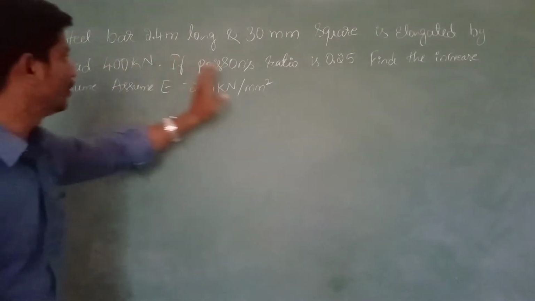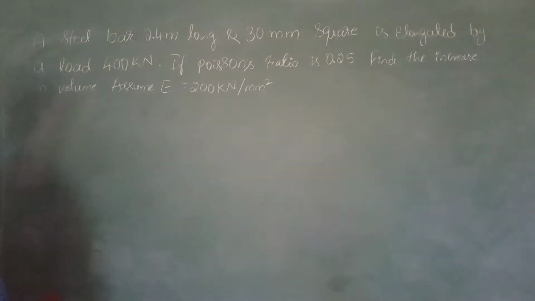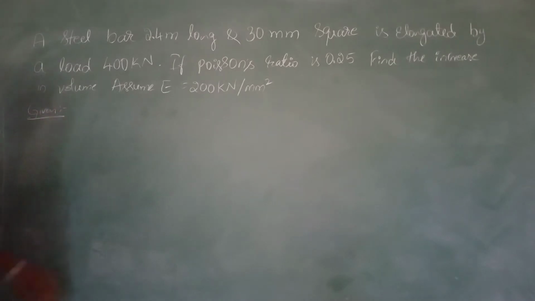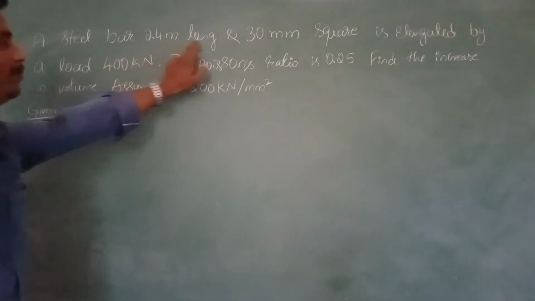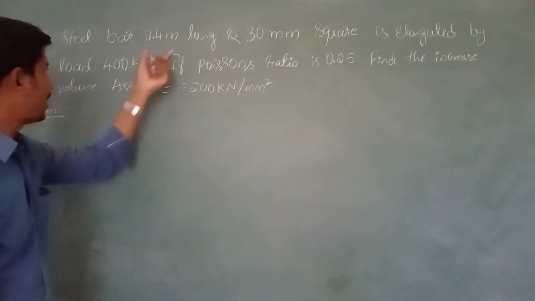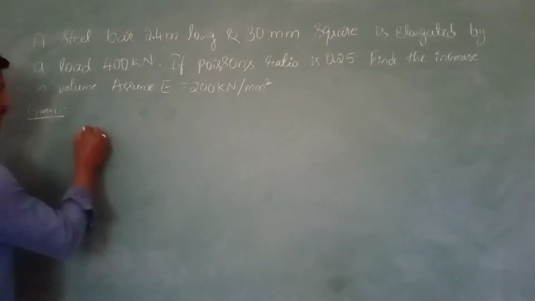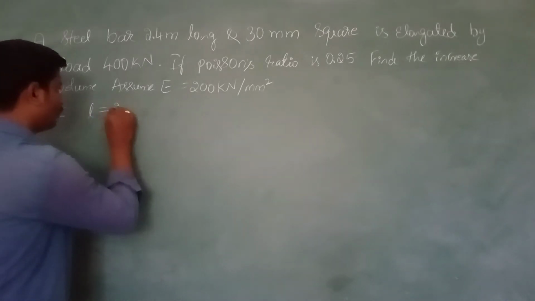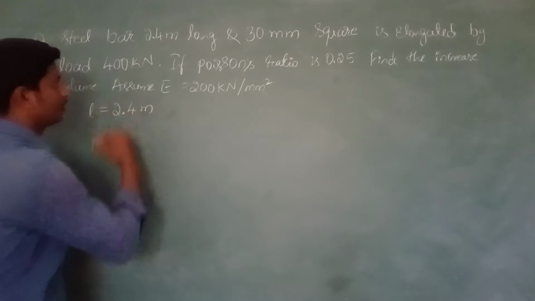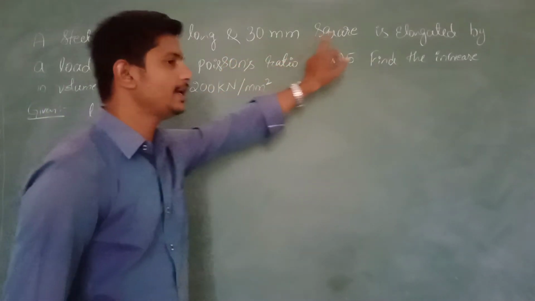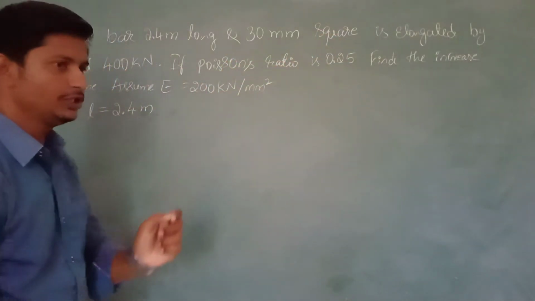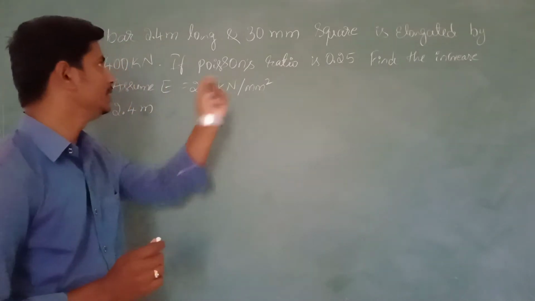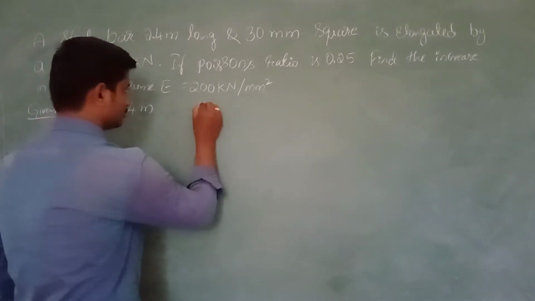So, according to this problem, first we will write the given data. The steel bar 2.4 meter long means it has a length of 2.4 meter, that is represented by L. L is equal to 2.4 meter. And 30 mm square, so it is a square bar, so the side of the square is given as 30 mm.